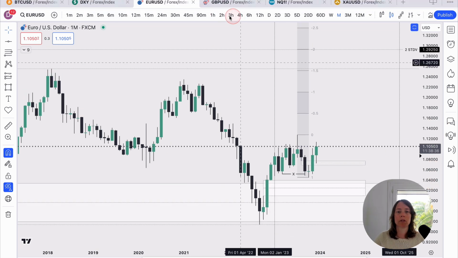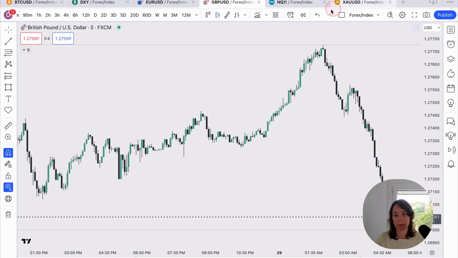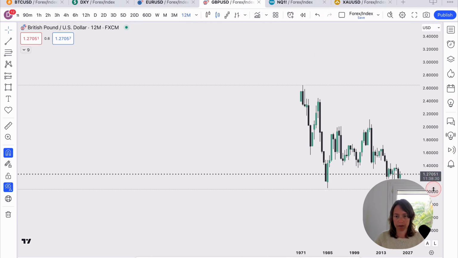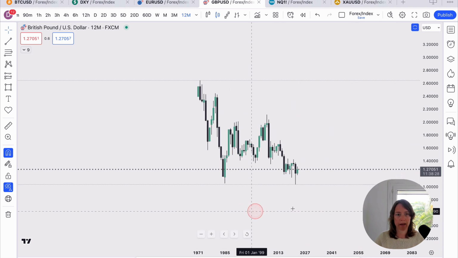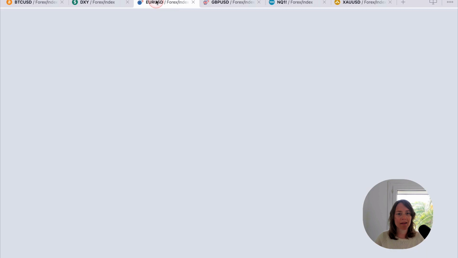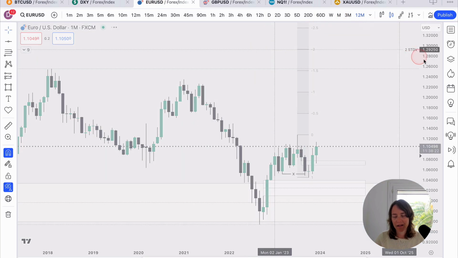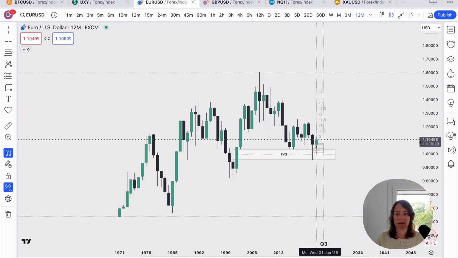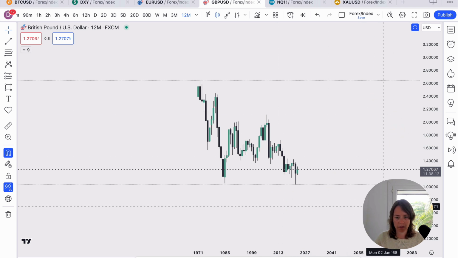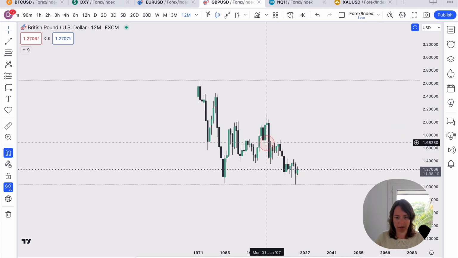So if we go to GBP USD, it's probably the same thing, but let's see what we have on a yearly chart. Well, that's a bit different. I have not looked at this. Wow, look at the difference. Or maybe, well, let me see. Of course, no, that's actually the case. 7,500.